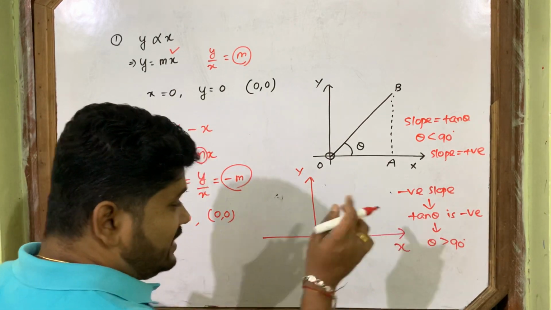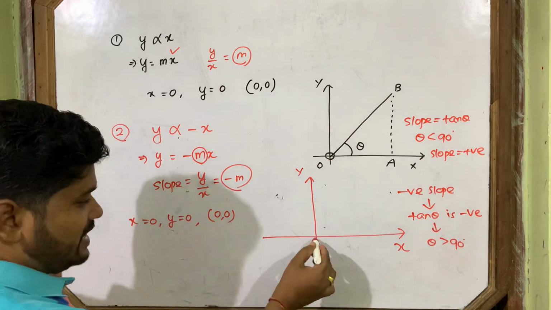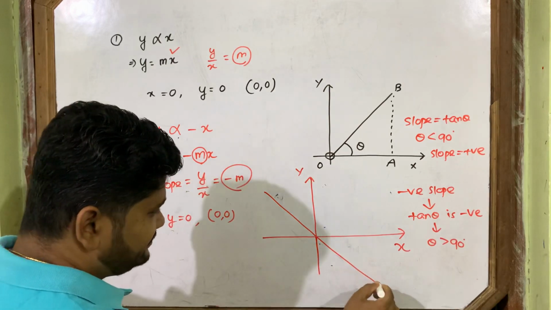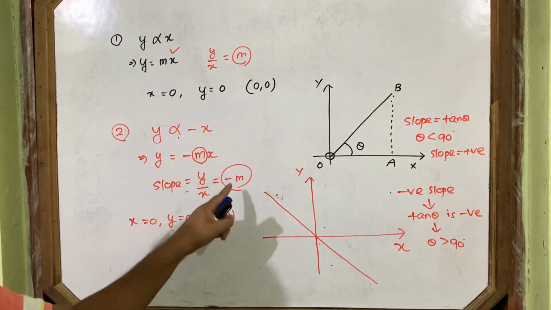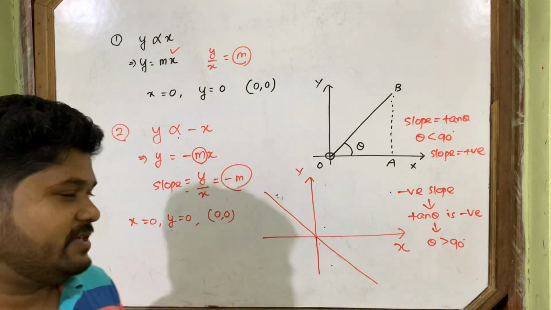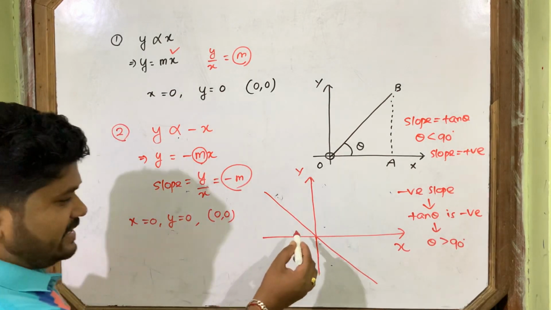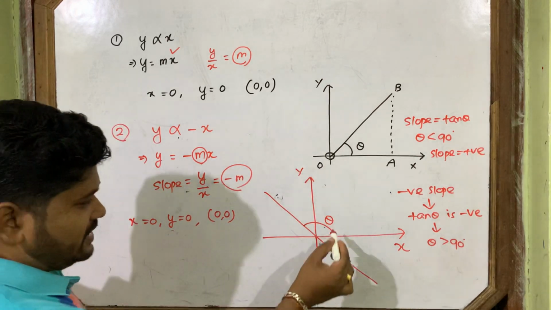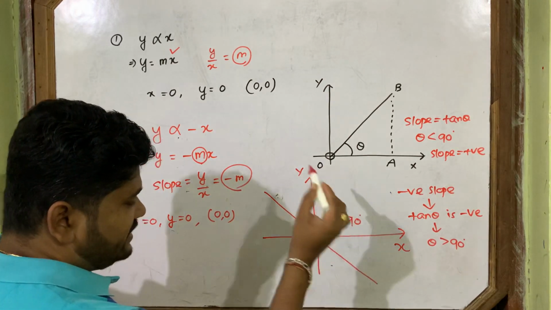Theta is the angle made with the positive x-axis, and then how is the graph? The graph will be like this. The line which passes through the origin, this is the graph. How is theta 90 degrees? You see about this? This is the value of theta, which is greater than 90 degrees.